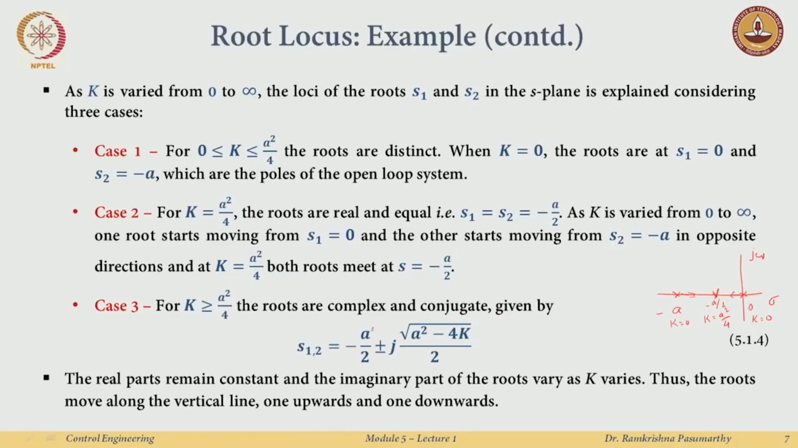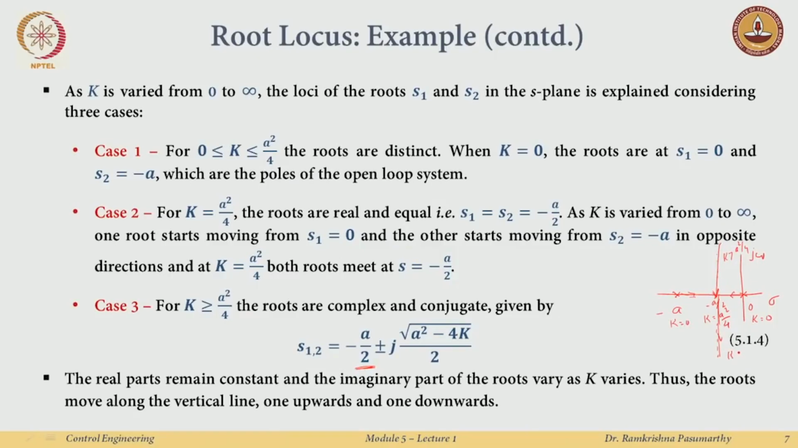So, what you see is that after k becomes greater than a square by 4, a is given to us, so this part remains fixed. All the real parts will be at minus a by 2 and the complex part will keep on changing. So, when k equal to a square by 4, I am here, and then I am just moving along these lines and these lines. So, this is for k greater than a square by 4.